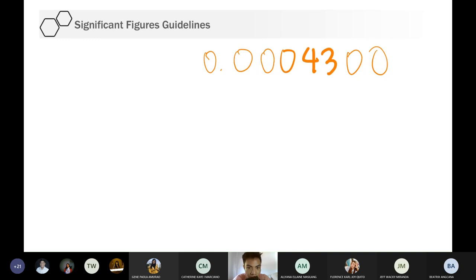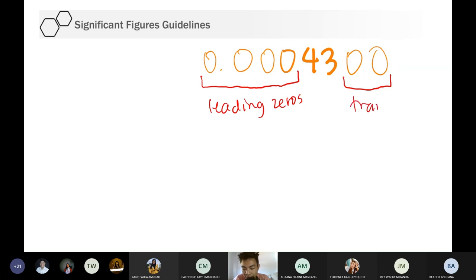So which of the two is the leading zero? Obviously, the leading zeros are the zeros written first before the non-zero digits. So we call them leading zeros. And these two at the last are called trailing zeros. Okay. So depending on the type of zero you have in your decimal format, one of which is not significant and the other is significant at times, okay?